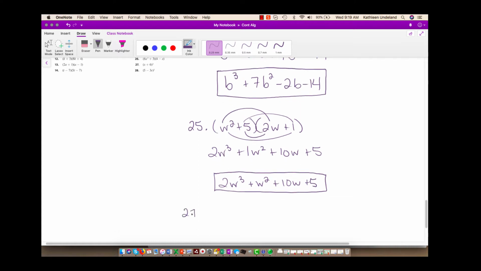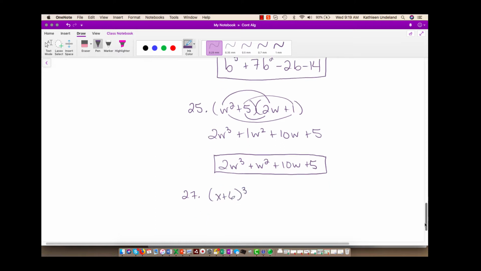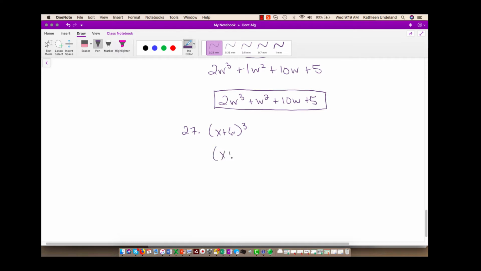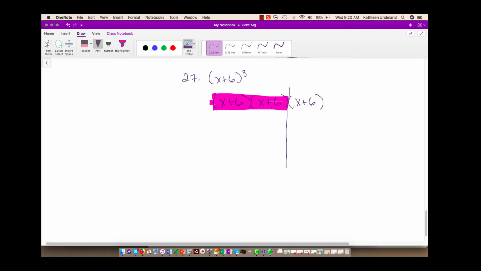All right, as I mentioned in our CC, number 27 is a challenge, and that's because it starts as a FOIL problem for us. x plus 6, that quantity cubed. So I have x plus 6 squared and then cubed. So what I'm going to work with first are just these first two binomials here, just this first portion. And then we're going to come back and add this part on after we FOIL here.